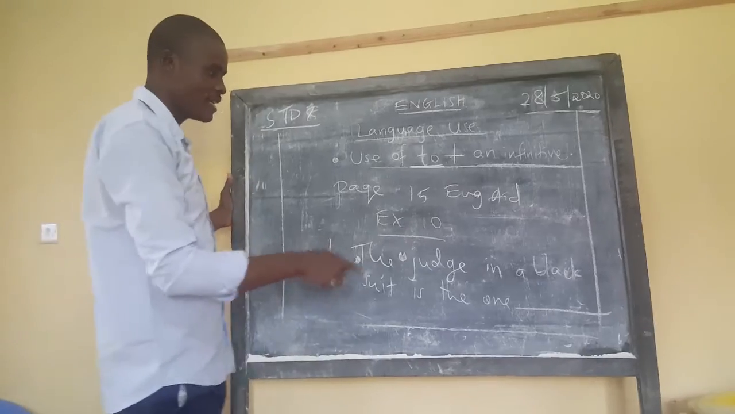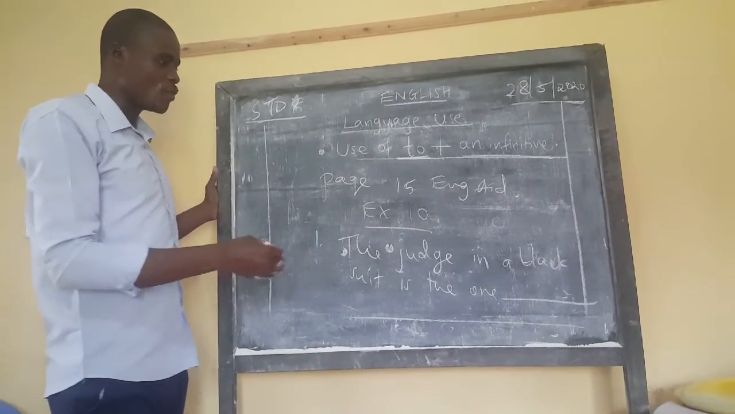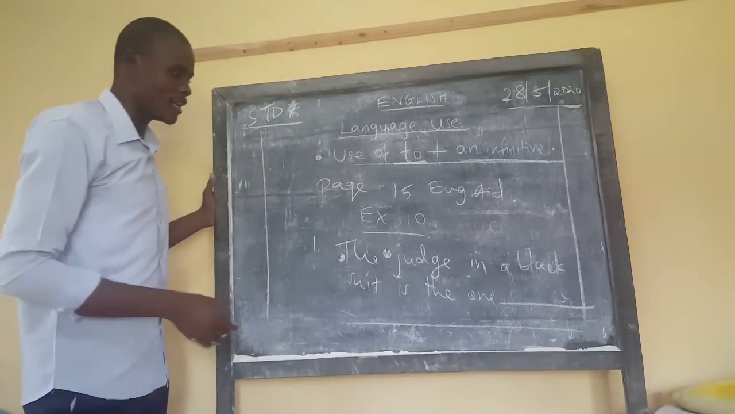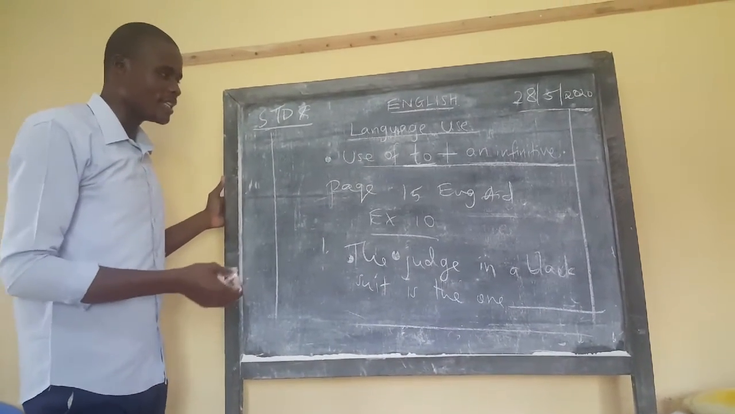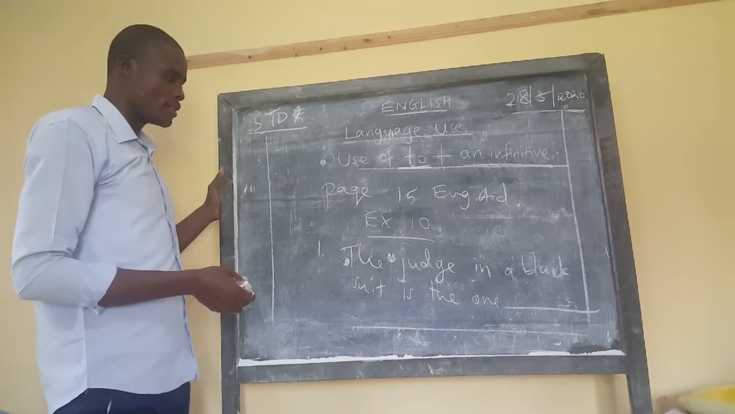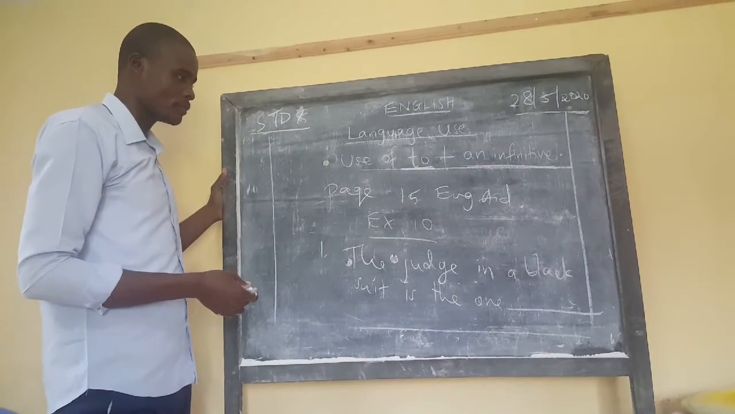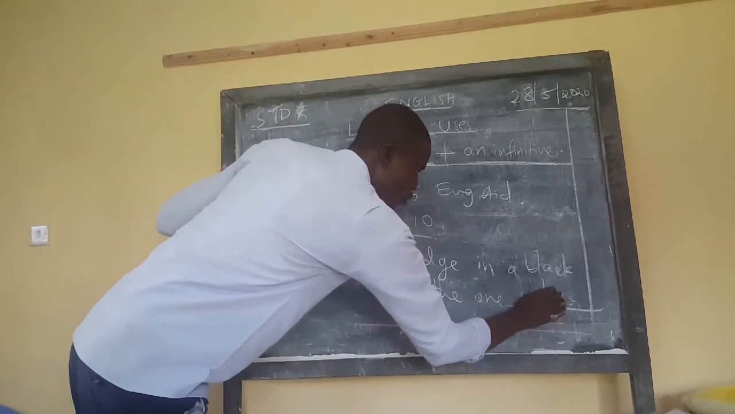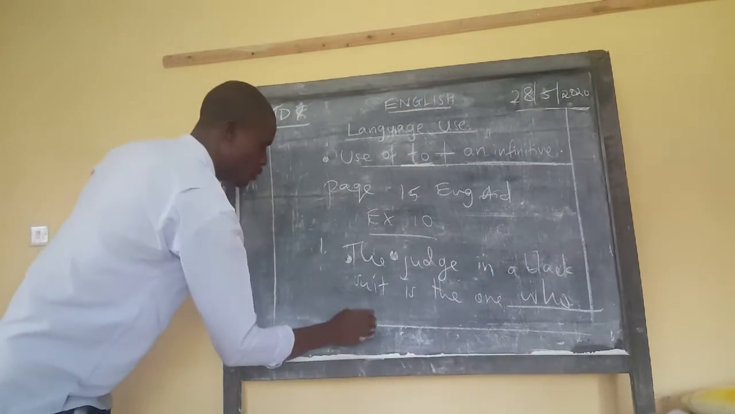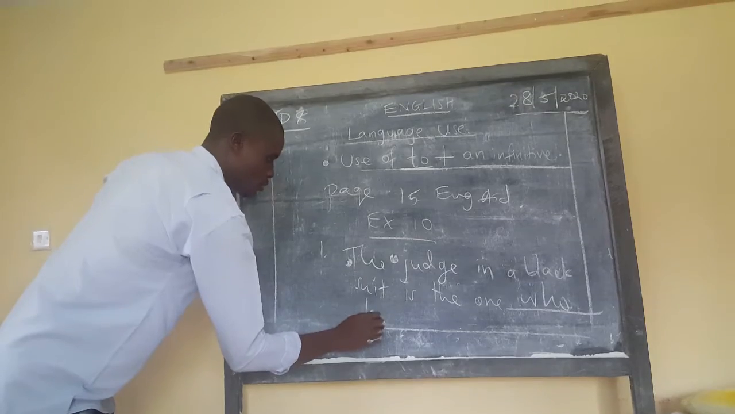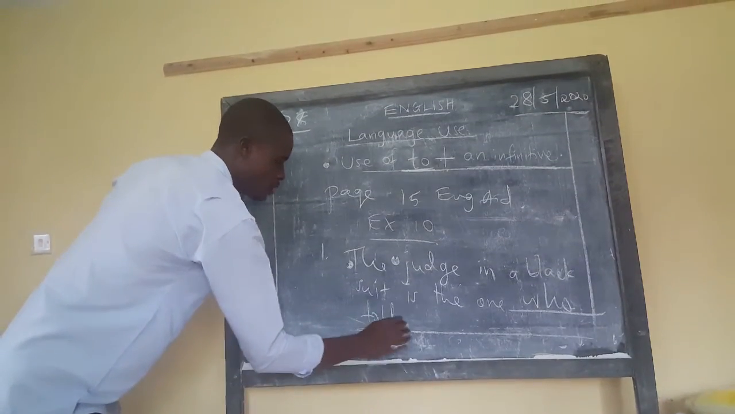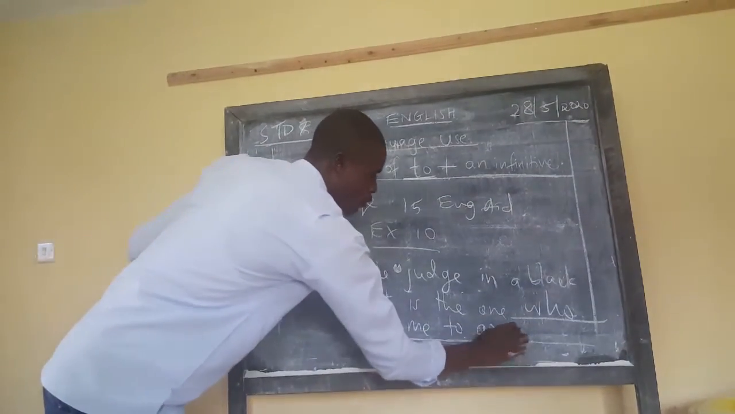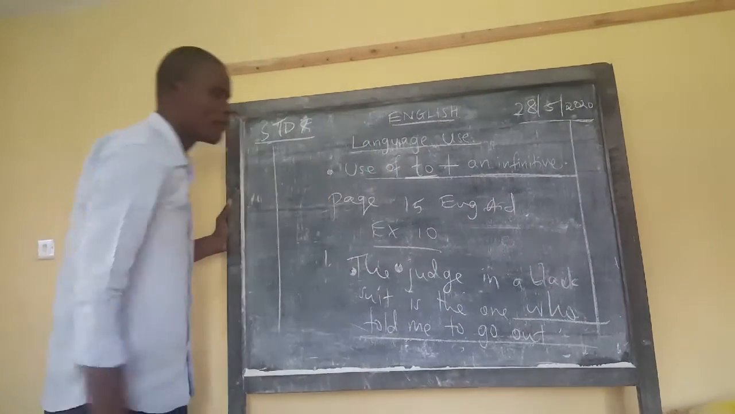So the judge in a black suit is the one who did what? As you can make it: the judge in a black suit is the one who, you can complete, the one who told me to go out. I'll just give an example.